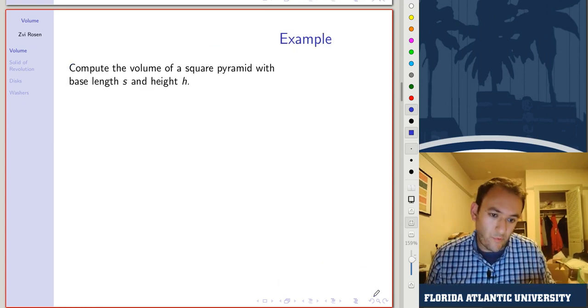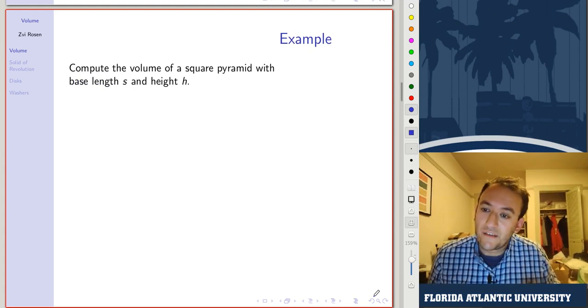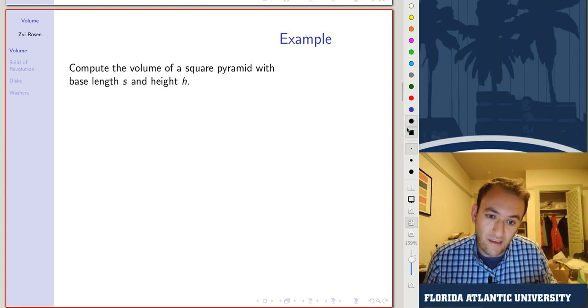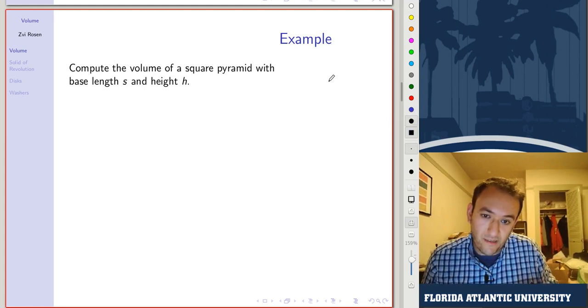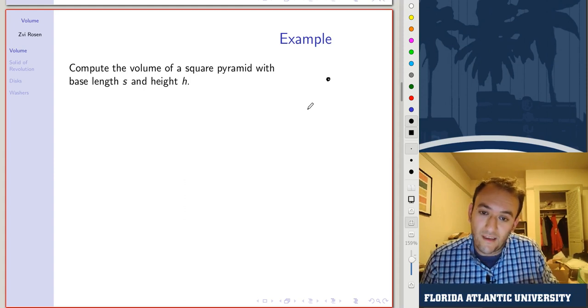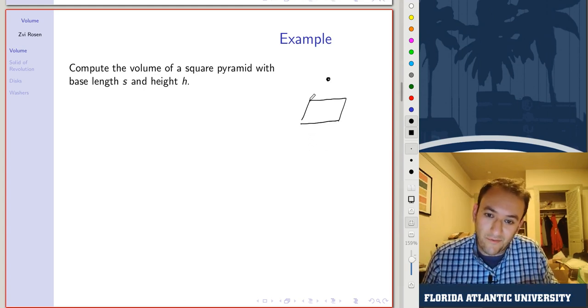So let's do an example where we use that integral formulation. We're asked to compute the volume of a square pyramid with base length s and height h. Okay, so let's remember what a square pyramid looks like. A pyramid is something that has a point on top and has some shape on the bottom. In this case, because it's a square pyramid, it has a square on the bottom. Okay, I'm drawing it. It looks a little bit like a parallelogram, but that's just to get some perspective.